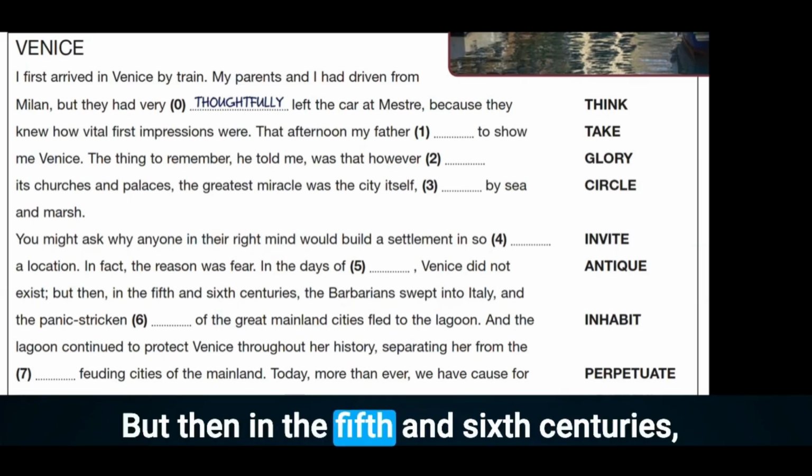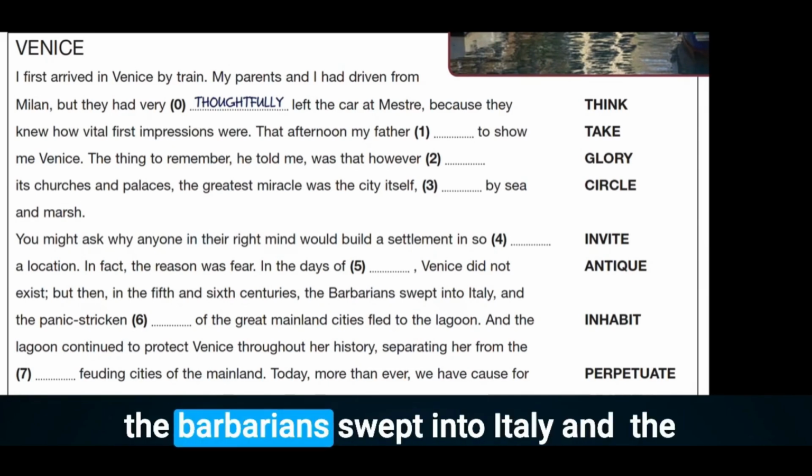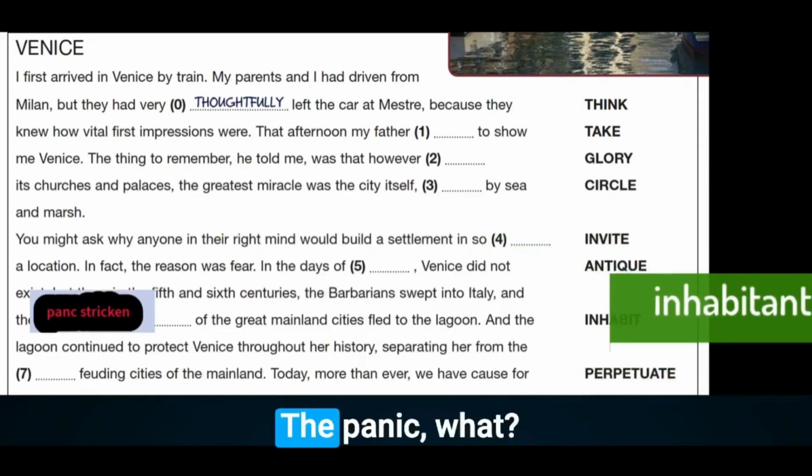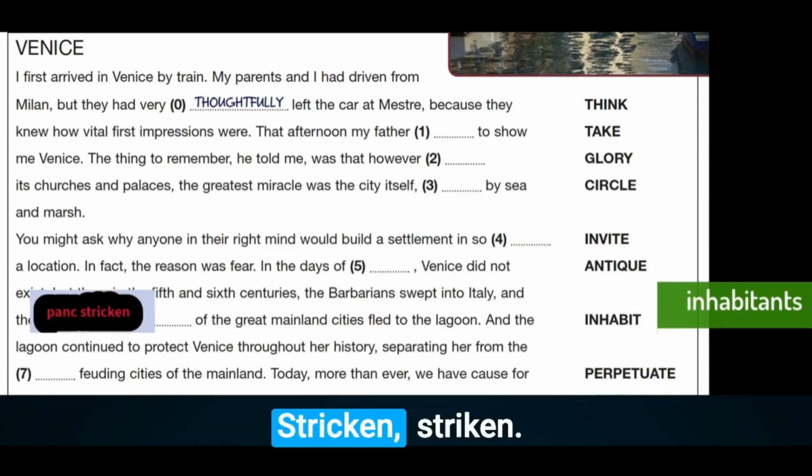But then, in the 5th and 6th centuries, the barbarians swept into Italy, and the panic-stricken inhabitants. Panic of the what? The panic what? Stricken, stricken. The panic.